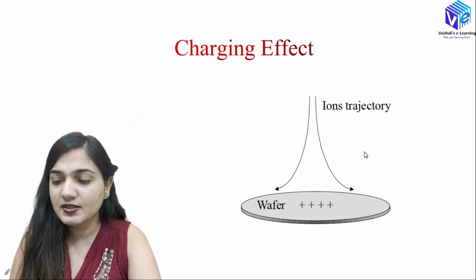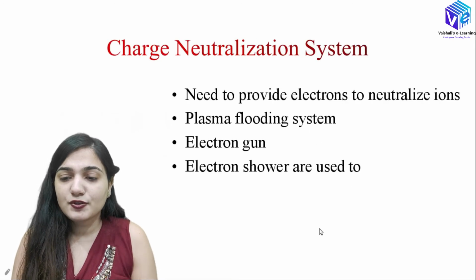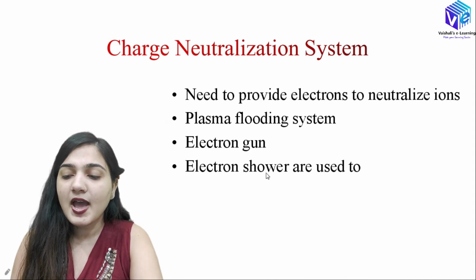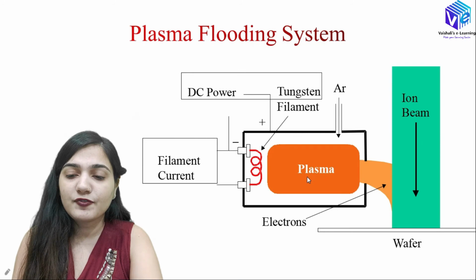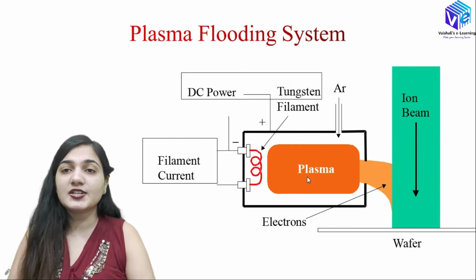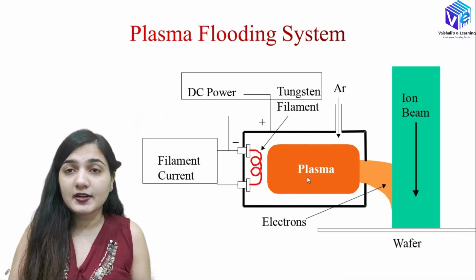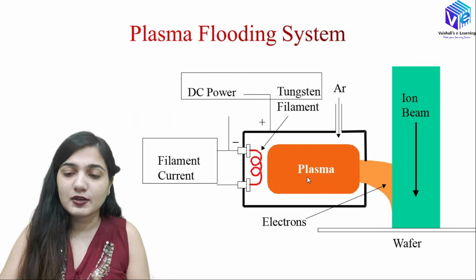So you can see these are the ions which are coming, which is making the wafer positively charged. This is the charging effect. So in the charge neutralization system, we have the plasma flooding system and we have the electron gun, and this is how we have the electron showers which are used to neutralize the charge. So we have the positive charge. Positive charge can be neutralized only with the help of electrons, and these electrons are coming from the tungsten filament, and these electrons are neutralizing the charge.